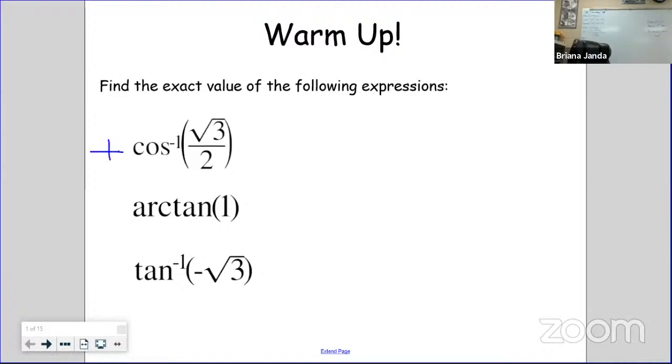Inverse cosine is restricted to quadrants 1 and 2. Because this is a positive question, we know our answer will be coming from quadrant 1. This is where I went to my method. If I am a first quadrant person, I would have a picture of quadrant 1 and find the place where cosine had a value of square root of 3 over 2.